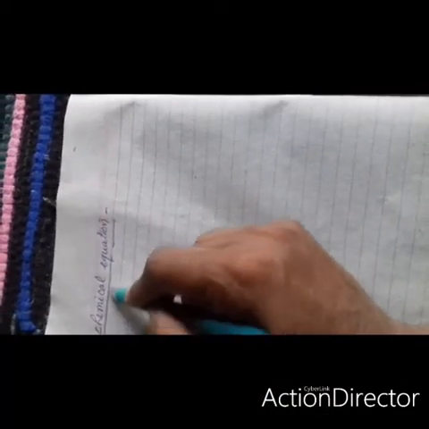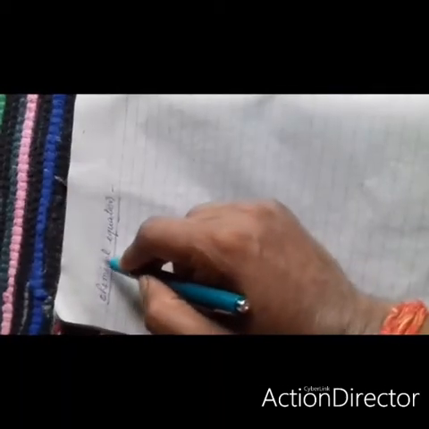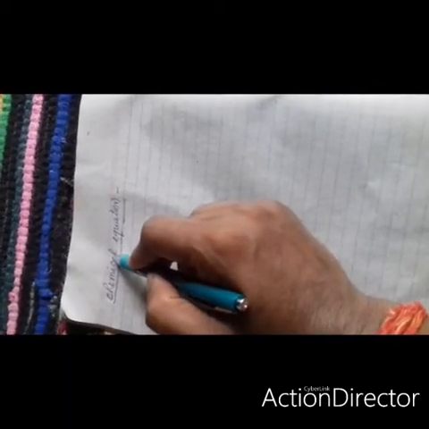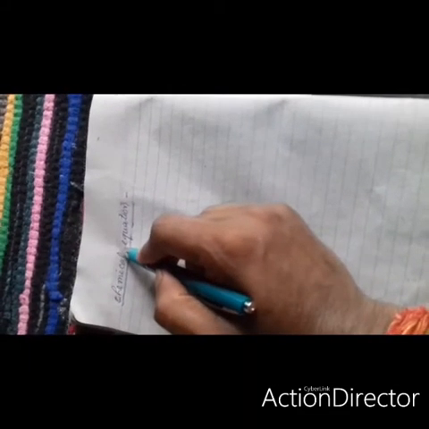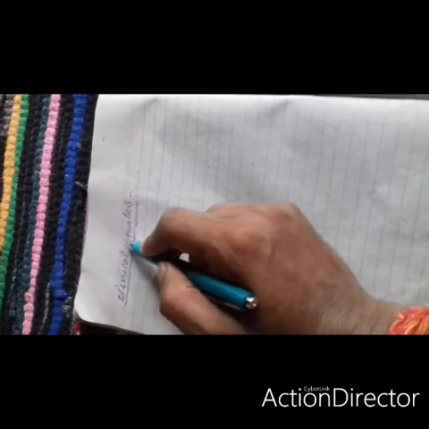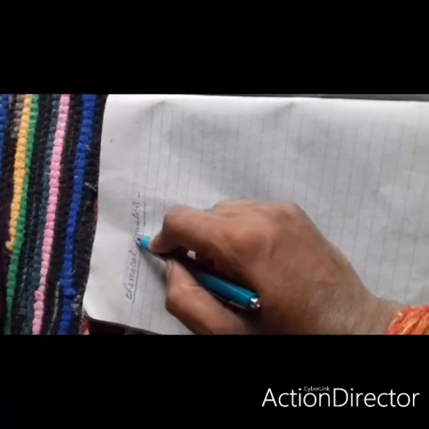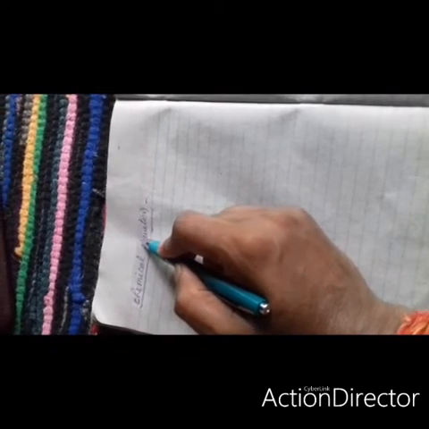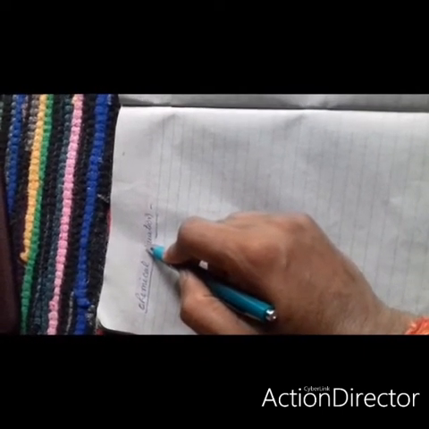Next topic is chemical equation. What is chemical equation? A chemical equation is a representation of chemical change in terms of symbols and formula of reactant and products.